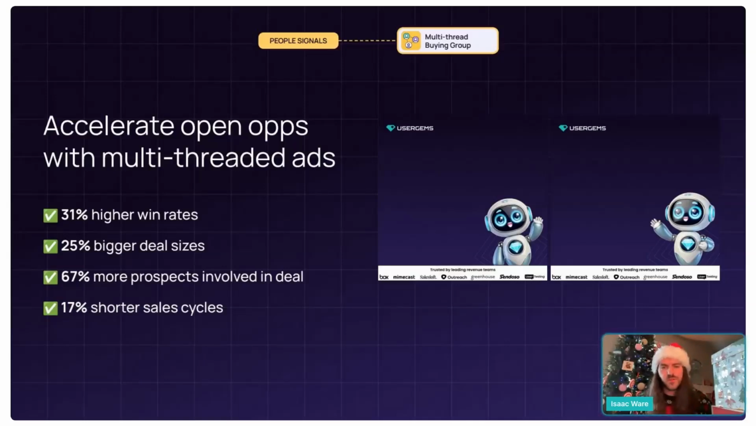Again, this is one of those situations where we ran it on our own as a split test. We did about 8 months. Half of our CRM was split tested with multi-threading, half was not. We saw higher win rates, bigger deal sizes, more prospects involved in the deals, and shorter sales cycles by pushing this multi-thread play through marketing. So again, align every piece of your team with marketing. It's not just advertising, it's sales plus marketing every single time.